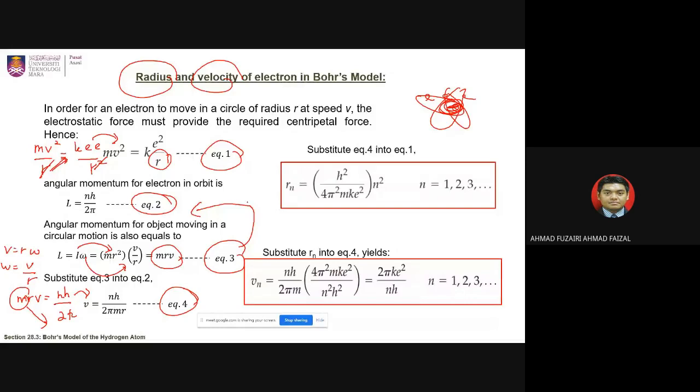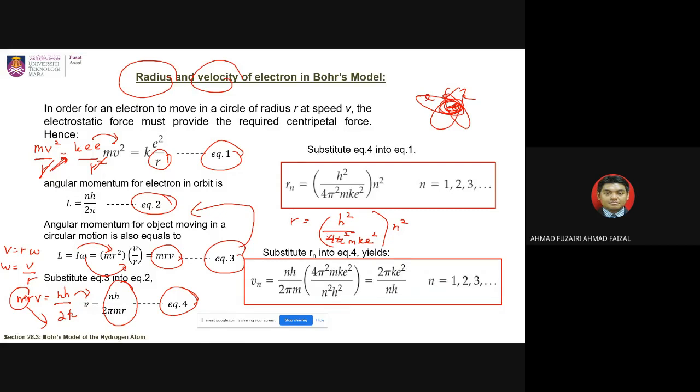Because we know m times v, what will it be? So mv squared is equivalent to ke squared over r. And then with simple algebraic operations, you will get the radius of the electron in the Bohr model equivalent to h squared over 4 pi squared m k e squared. Remember, times n squared.